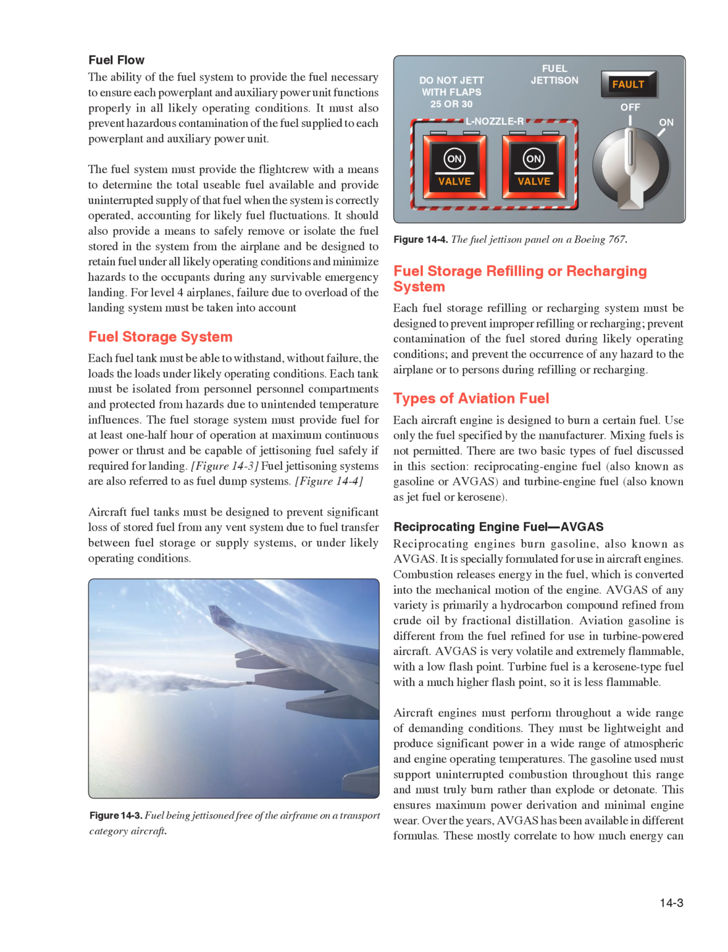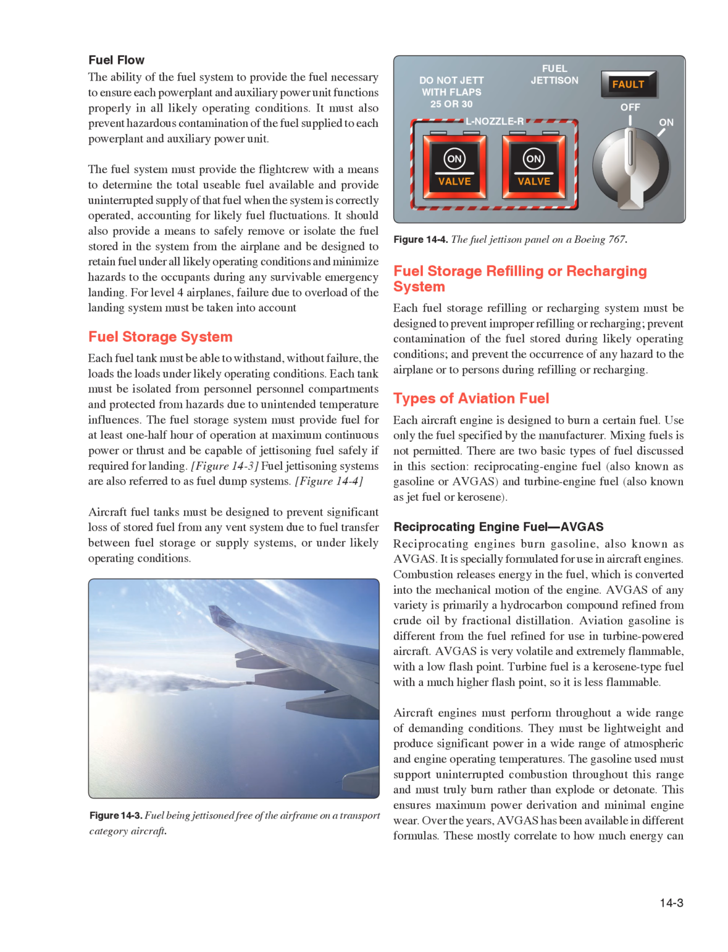Reciprocating engine fuel, avgas. Reciprocating engines burn gasoline, also known as avgas. It is specially formulated for use in aircraft engines. Combustion releases energy in the fuel, which is converted into the mechanical motion of the engine. Avgas of any variety is primarily a hydrocarbon compound refined from crude oil by fractional distillation. Aviation gasoline is different from the fuel refined for use in turbine-powered aircraft. Avgas is very volatile and extremely flammable, with a low flash point. Turbine fuel is a kerosene-type fuel with a much higher flash point, so it is less flammable.